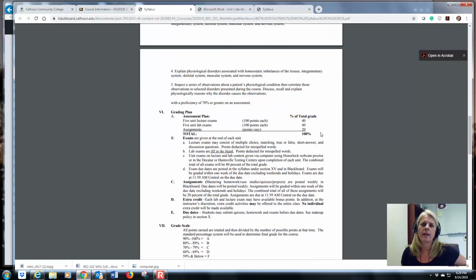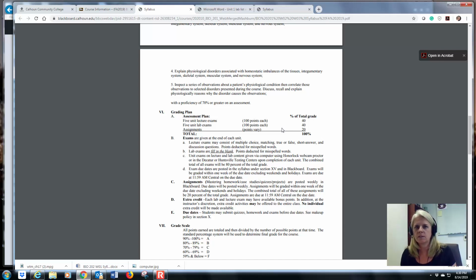The grades, it's a weighted average. That means that 80% of your grade comes from exams and the other 20% comes from homework, case studies, mastering homework, quizzes, things like that. So 20% is just things that you'll do weekly, and then 80% are going to be your exams, lab exams and lecture exams.